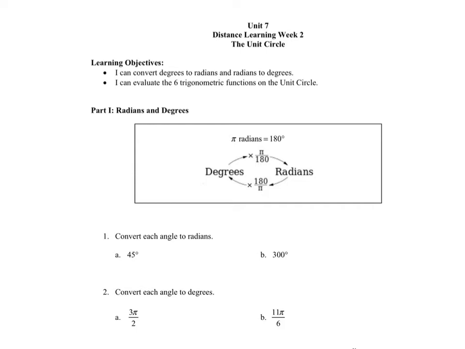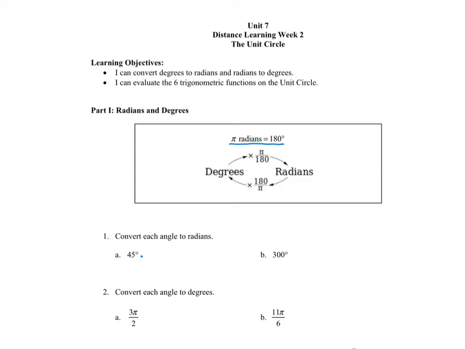All right, so the first thing we're going to do is convert radians to degrees. Pi radians is the equivalent of 180 degrees, or a half circle. To convert degrees to radians, we will multiply by pi over 180, and to convert radians to degrees, we'll multiply by 180 over pi.